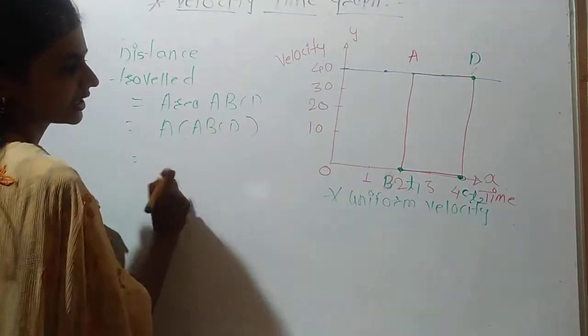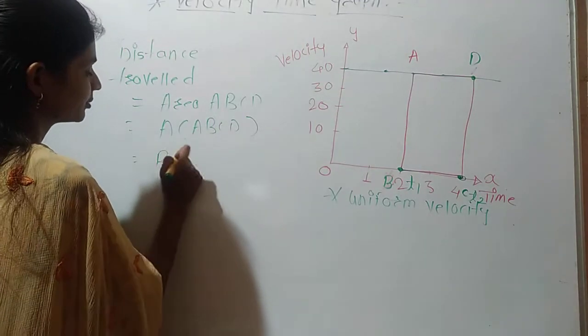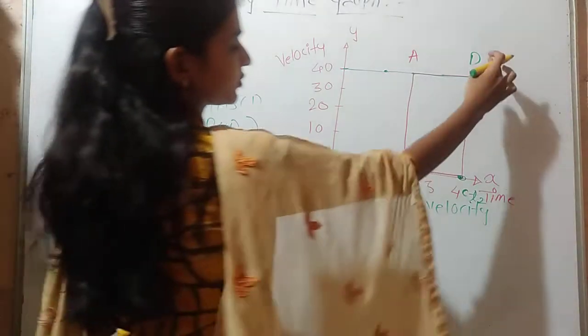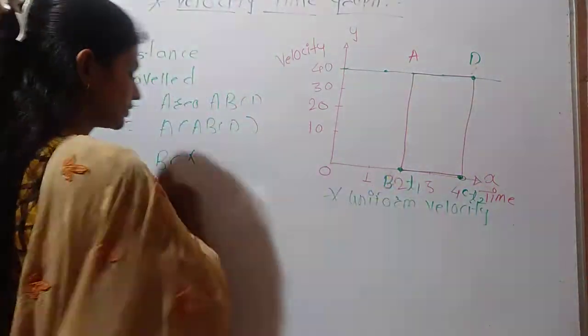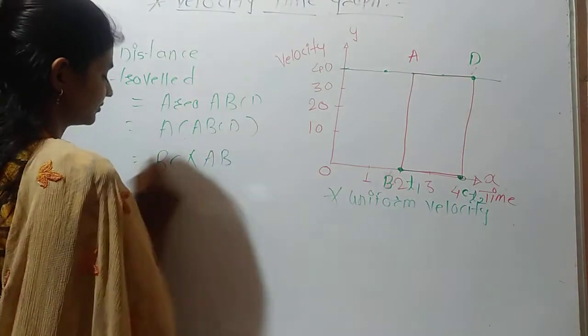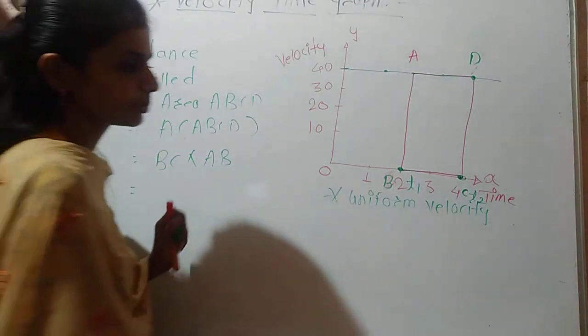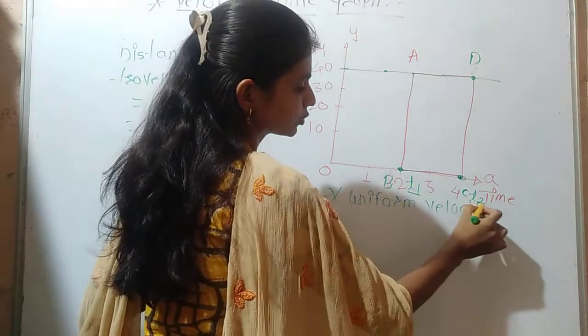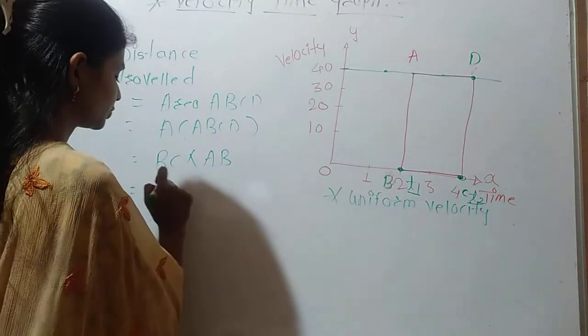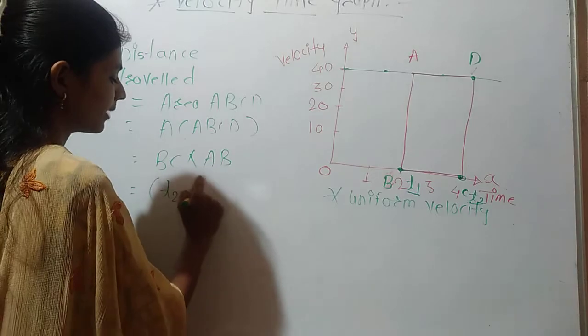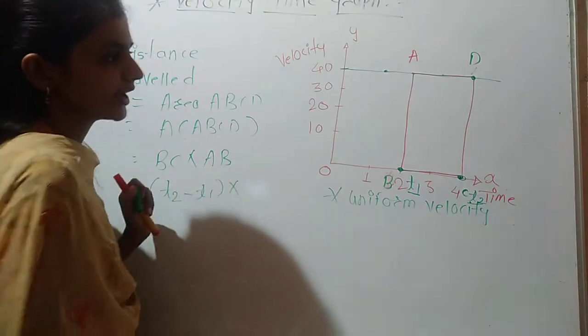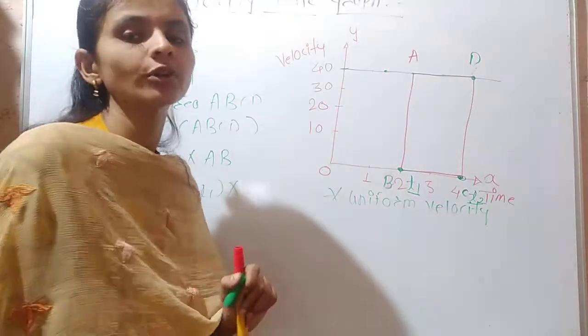So AB is BC multiplied by AD. BC means the time interval, T2 and T1. First we have to take the greater time interval, that is T2 minus T1, multiplied by the value of AB. The value of AB is showing the velocity, that is 40 km per hour.